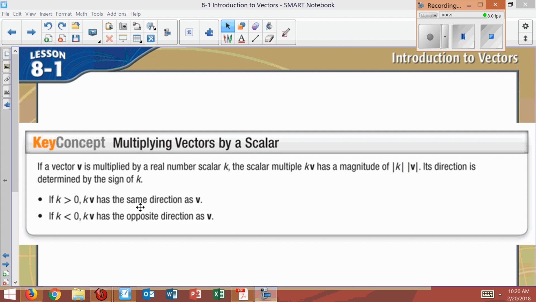So here it says this direction will be determined by the sign of k. So if k is negative, it'll flip the direction of the magnitude, or the vector, rather. And if it's positive, it will continue the magnitude in the same direction, just times a value of k.